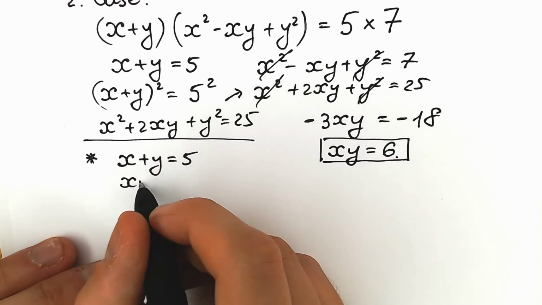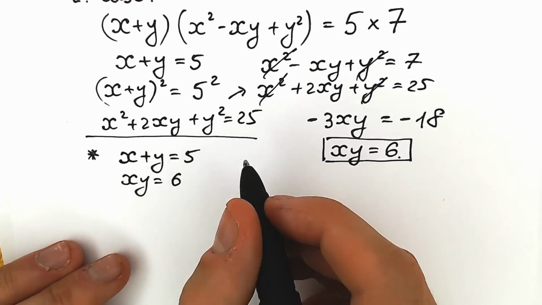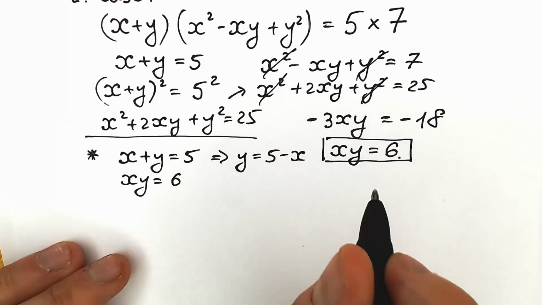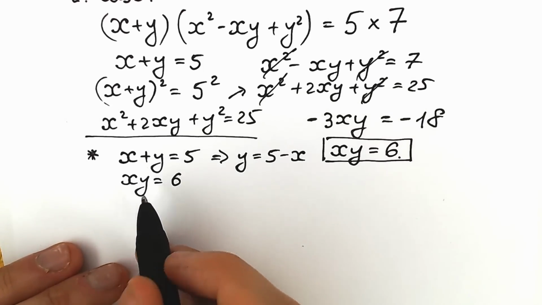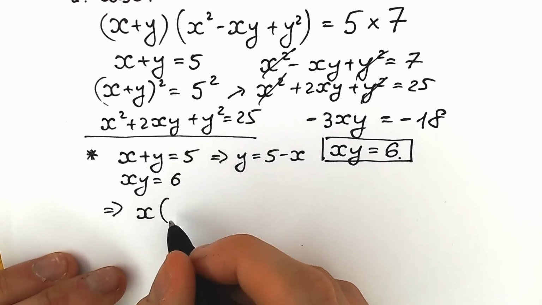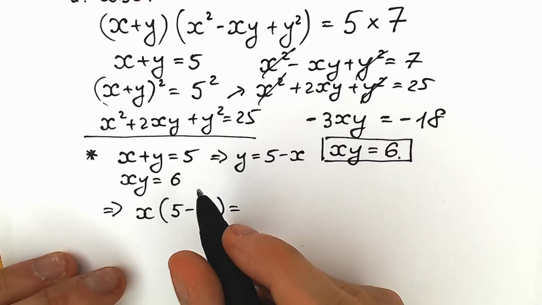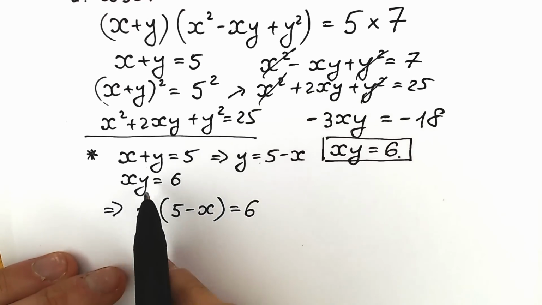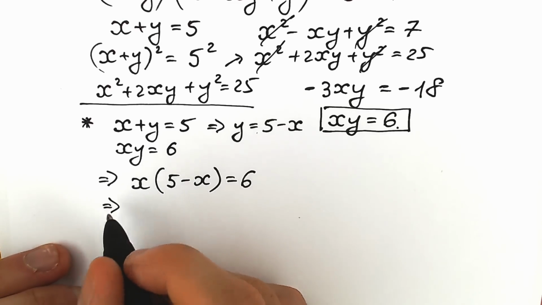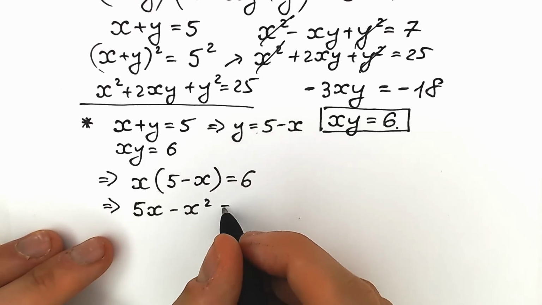So we have xy equal to 6. How can we solve it? Of course, let's express from here our y, for example. So y equal to 5 minus x, and let's plug in this y instead of this y right here, okay? As a result, what do we have right here? We have x times 5 minus x equal to 6. We plug this in the second equation. What do we have right here? It looks like a quadratic equation, so we have 5x minus x squared equal to 6.